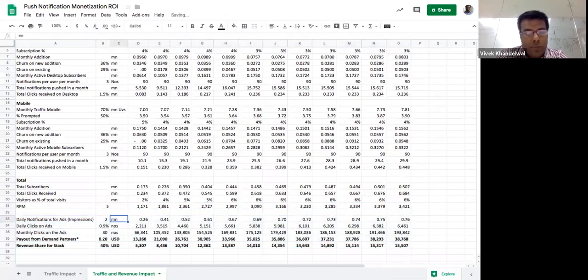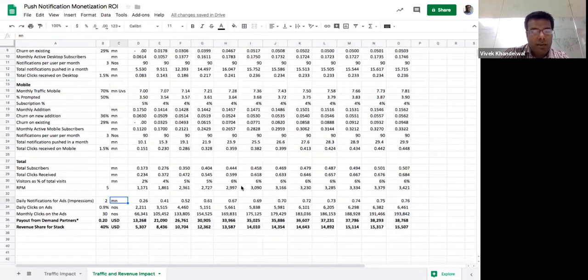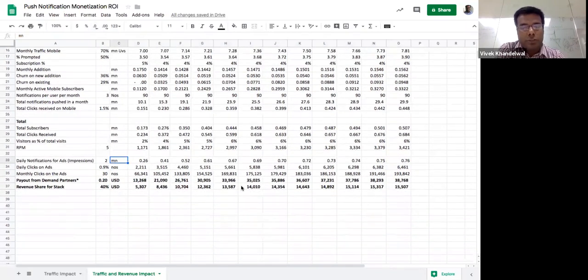Now, when you actually start venturing into push notification advertising, what you're looking at is this, right? So with iZooto, the model which you follow is 2 notification ads on a daily basis, right? One ad is pushed in the early morning, which is between 8 a.m. to 10 a.m., right? The second ad is pushed in the early afternoon, which is between 12 noon to 2 p.m., right?